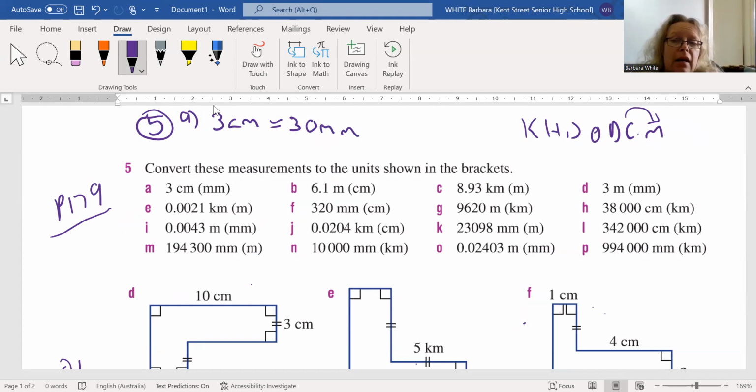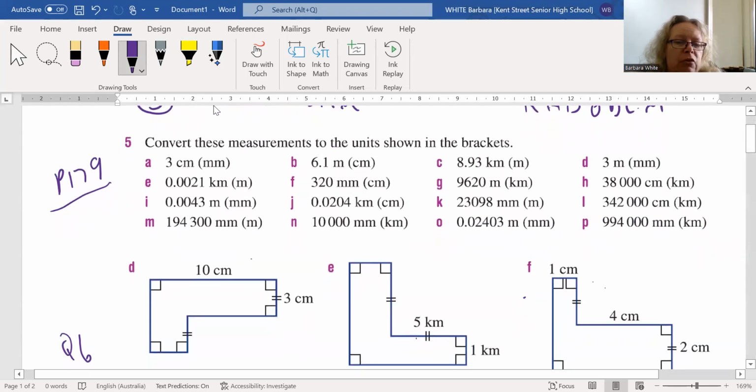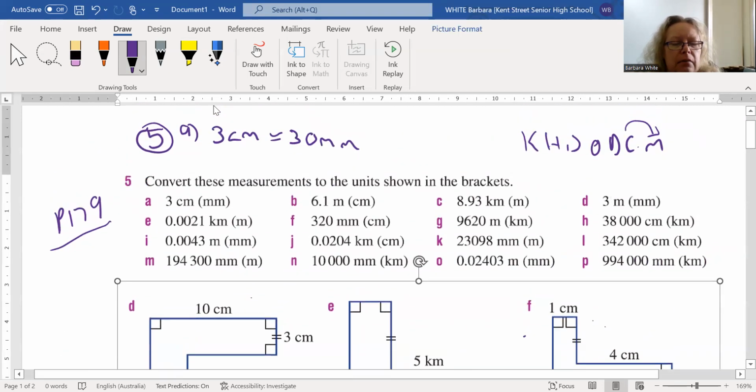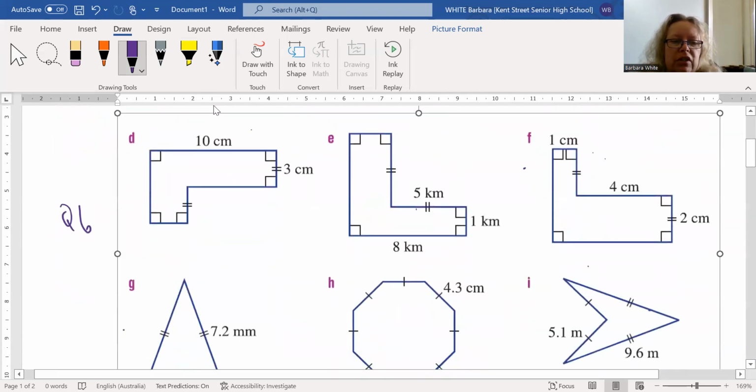And I want you to write it like that. Write down which question you're answering. You know the drill. If you want to stop there and do that, that's fine. I think you should be able to do 10 of those in way less than 10 minutes and then be ready to move on to some perimeter questions.